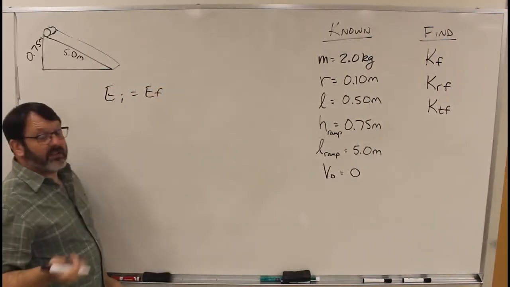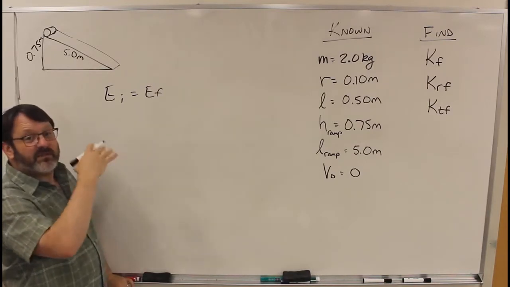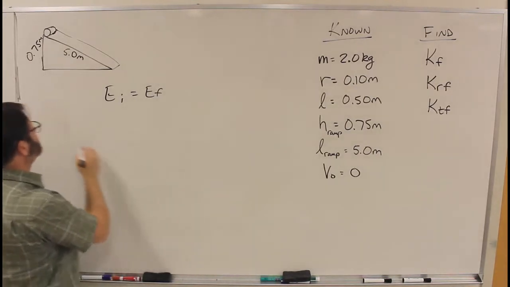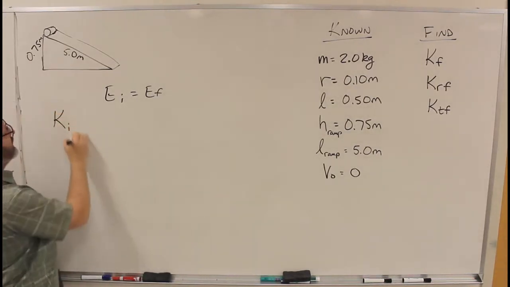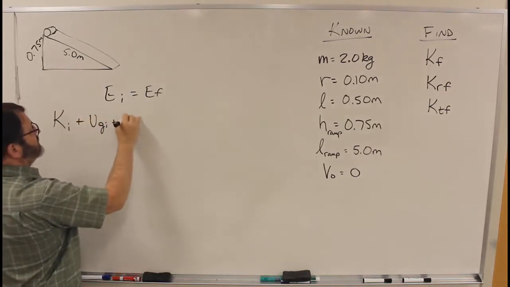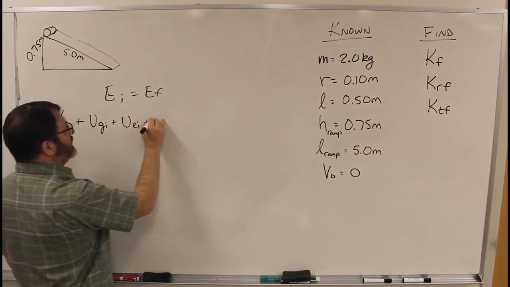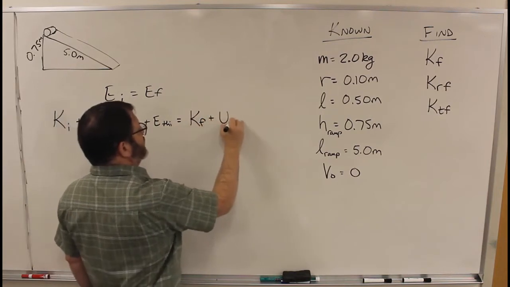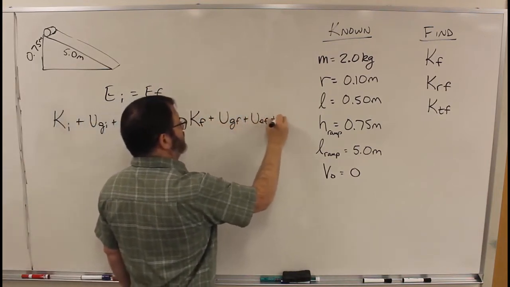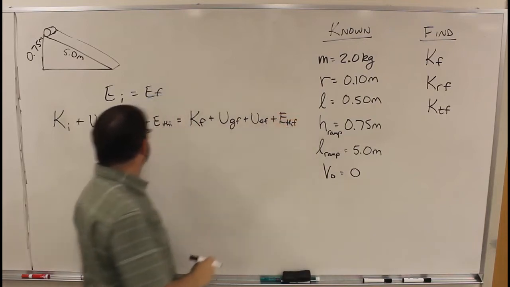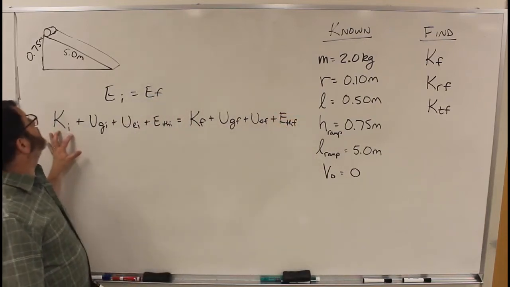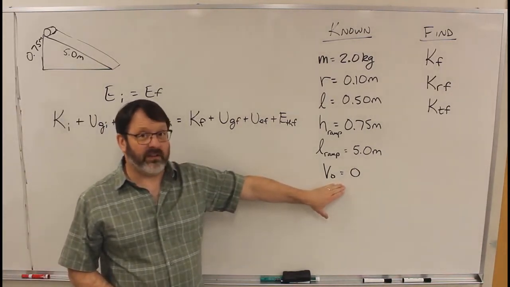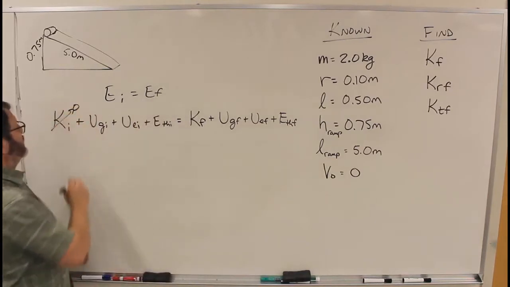All right, so initial energy. Since the first question is just asking about total kinetic energy, I'm not going to split it into rotational and translational, at least to start. So initial kinetic, initial gravitational, initial elastic or spring, initial thermal, and then final. Okay, kinetic energy initial. We know it starts with v naught equals 0. It's not moving initially.